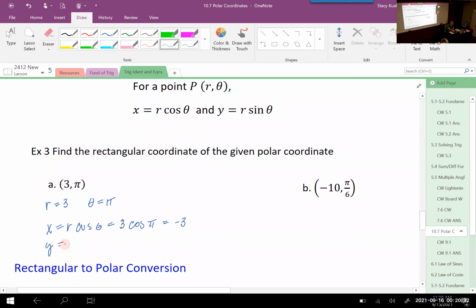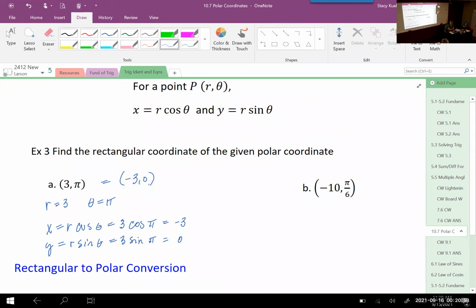y is equal to r times the sine of theta, or in other words, 3 times sine pi. Now what's the sine of pi? 0. So this would be 0. Therefore, the ordered pair in the rectangular system is -3, 0.